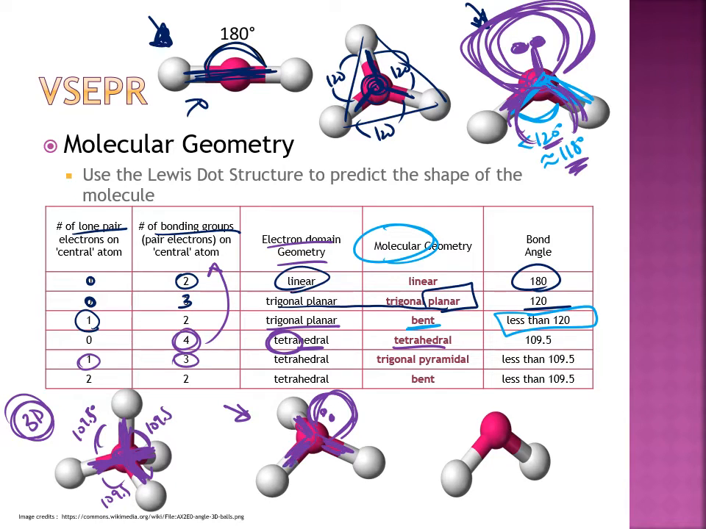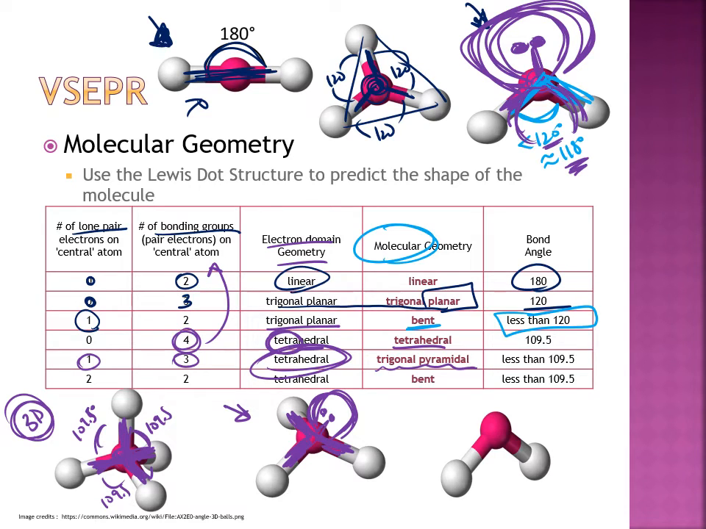Because there's a total of 1, 2, 3, 4 things total on that central atom, we're going to call this electron domain tetrahedral. But if I'm thinking about just the molecule's shape, I'm looking at just where the atoms are, then my shape is instead going to be called trigonal pyramidal. Trigonal pyramidal, because I've got 1, 2, 3 things on that central atom.